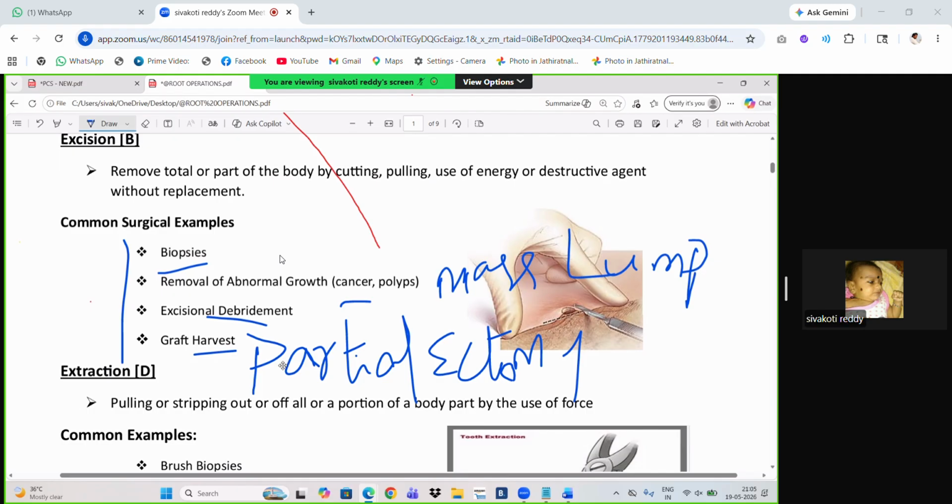Biopsies. Whenever they do a biopsy, it means collecting the sample. Biopsy procedures qualifier is diagnostic. Note down: for biopsy procedures, the qualifier is diagnostic. If they take any biopsy, liver needle biopsy, thyroid nodule biopsy, breast biopsy, whatever biopsy they do, the qualifier should be diagnostic. 7th character.